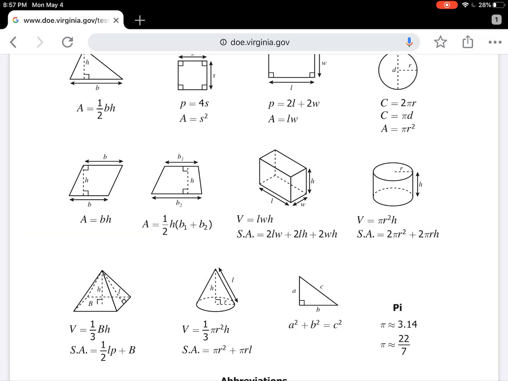Going back to our formula sheet, we're going to talk about cylinders next at the end of the second row. Cylinders have two circular bases. The volume is pi r squared h, where r is the radius of one of the bases and h is the height of the entire cylinder. And surface area is equal to 2 pi r squared plus 2 pi r h. Remember that pi is not a variable, it is a number. It is the ratio of the circumference to the diameter of a circle.